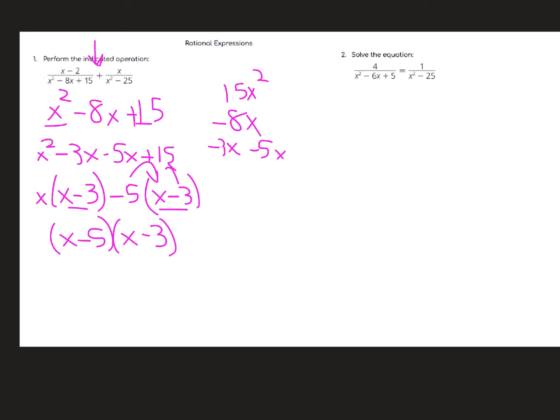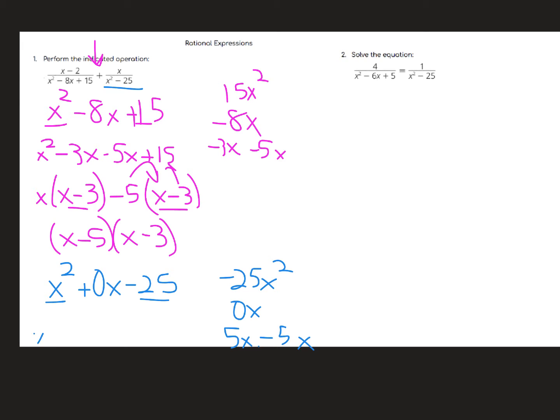Now let's look at the second set. I'm going to write that as x squared plus 0x minus 25. So I need things that multiply to negative 25x squared, because that's the first and the last, and add to nothing. Well, wouldn't that be like 5 and negative 5? So we have x squared plus 5x minus 5x minus 25. Take out the greatest common factor.